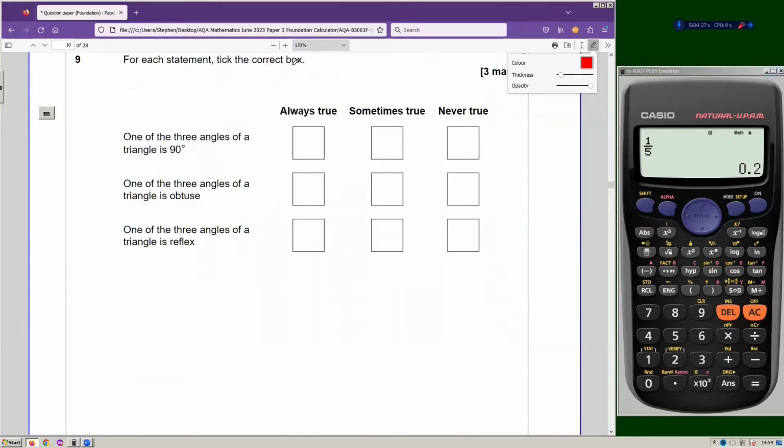For each statement, tick the correct box. One of the 3 angles of a triangle is 90 degrees. Well, it's sometimes true. One of the 3 angles of a triangle is obtuse. Sometimes true. One of the 3 angles of a triangle is reflex. Never true, because any triangle is enclosed, and the angles they're talking about are the ones inside, so nothing can go back on itself. Right? Oh, just to show you what a reflex angle is.